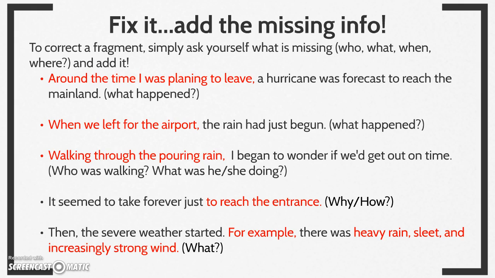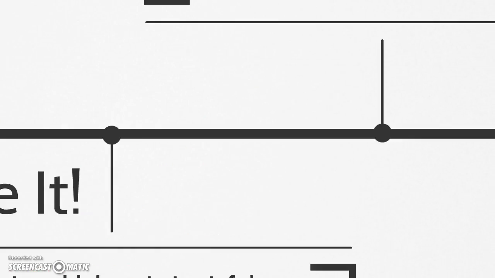It seemed to take forever just to reach the entrance. I'm just adding that infinitive phrase at the end of a sentence. And then I'm giving my, for example, sentence, I'm adding a "there was" in it. Then the severe weather started. For example, there was heavy rain, sleet, and increasingly strong wind. So look for these in your writing and make sure that you fix them appropriately and creatively, so you add variety to your writing as you are making corrections.